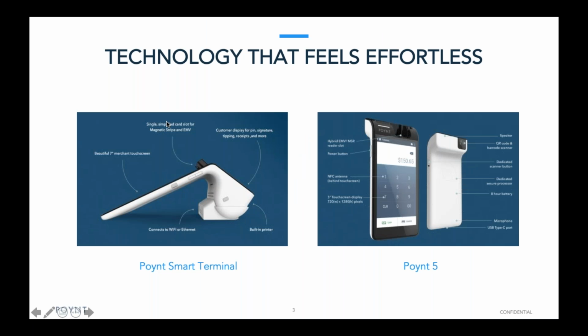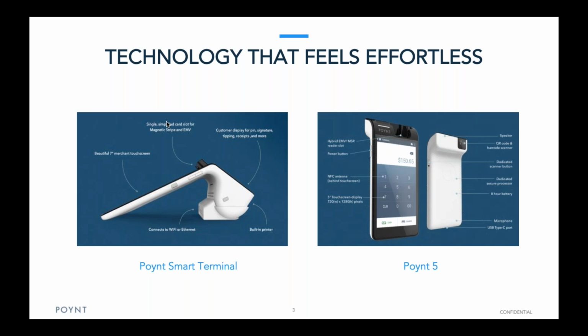So Poynt has two different pieces of hardware. There's a P16 on the left side and the Poynt 5 on the right side. The P16 is a dual screen. It has Wi-Fi, 3G enabled. It has a landline as well for Ethernet. With that docking station, there's an embedded printer on the device. It does EMV processing. It does card swipes. It does NFC, Apple Pay, Android Pay.